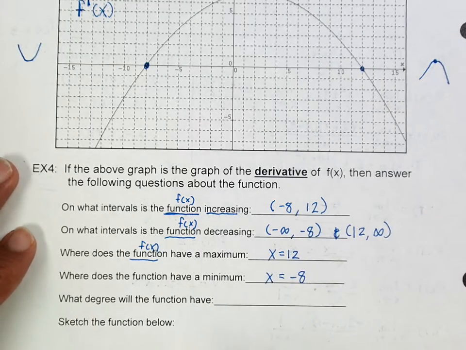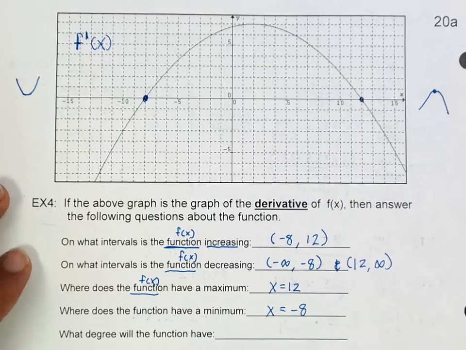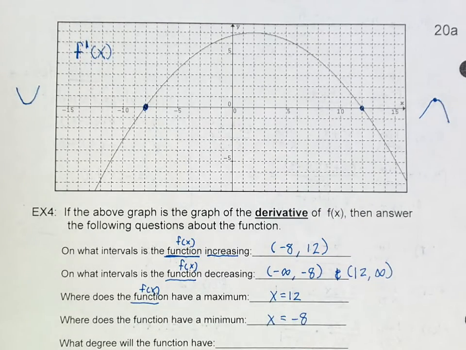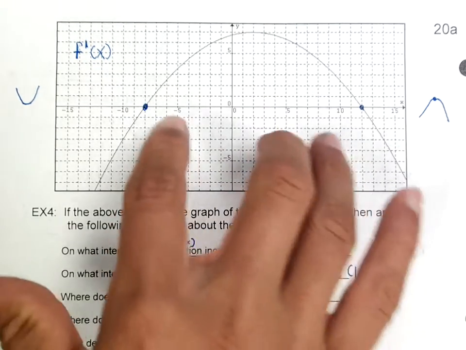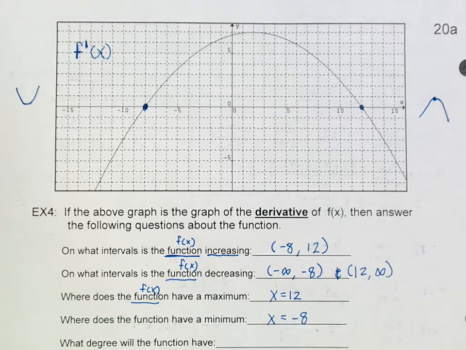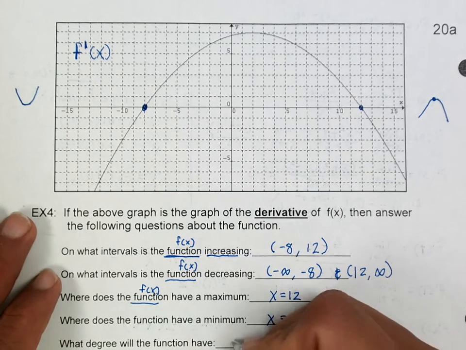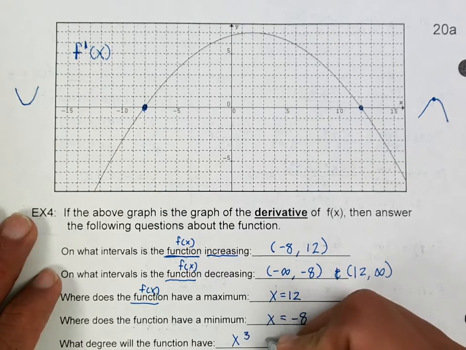It says, what degree will the function have? So this is backwards. Remember, this is the graph of the derivative. So if the graph of the derivative has degree 2, the graph of the original will have a degree that's 1 higher than that. So the degree of the original has to be cubic, which is degree 3.